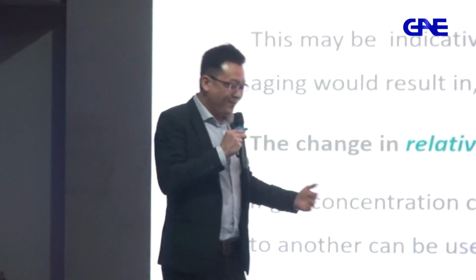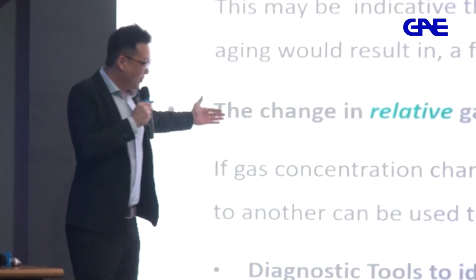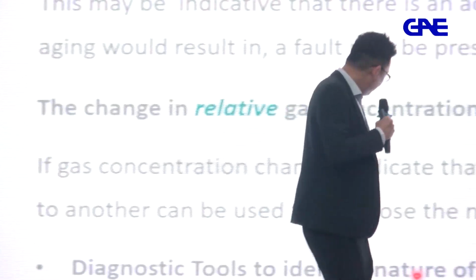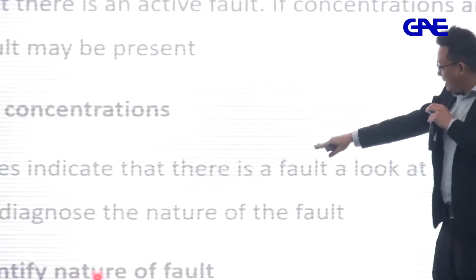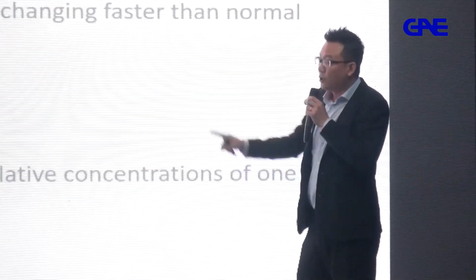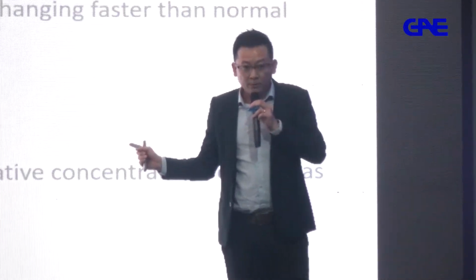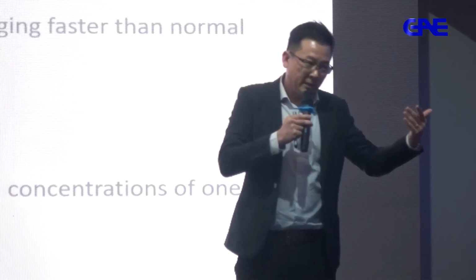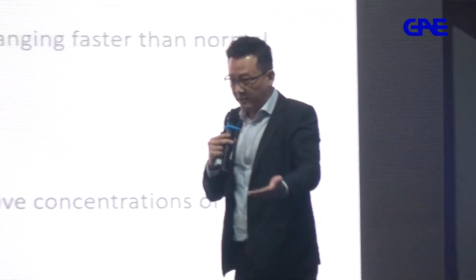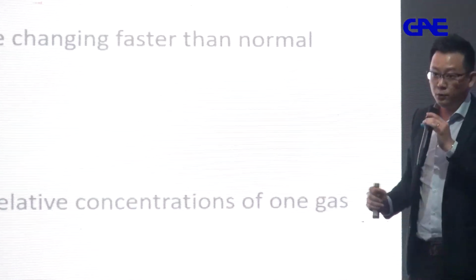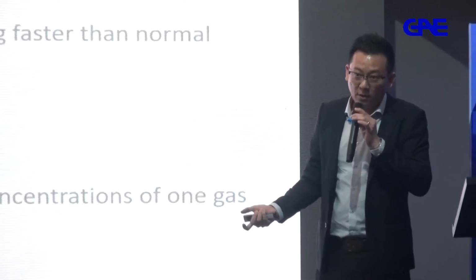Of course, we will talk about the change in relative gas concentration. Over here you can see that if gas concentration changes indicate that there is a fault, look at the relative concentration of one gas to another. When I realize that my hydrogen ppm is relatively high, I know there is a fault. But what exactly is the fault? I need to look at other gases.